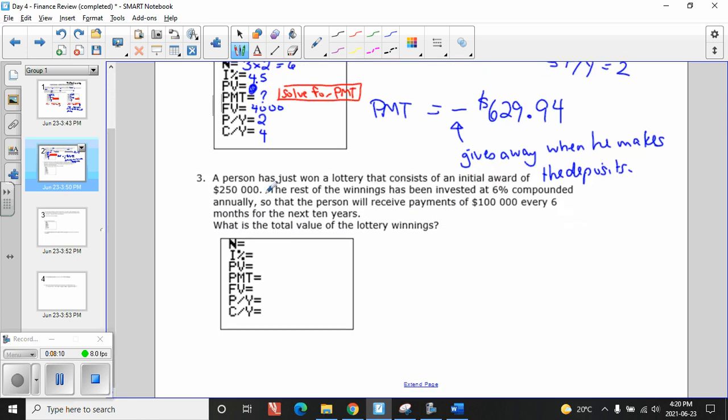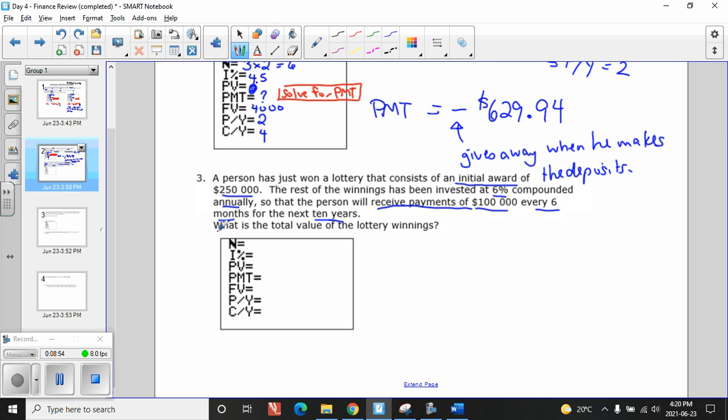Next one is a lottery. So a person has just won a lottery that consists of an initial award of 250,000. And the rest of their winnings, so they win more than that, the rest of the winnings are invested in an account with all of these details. 6% interest, compounded annually, and they're going to be able to withdraw $100,000, receiving payments of $100,000 every 6 months for 10 years. What is the total value of their lottery winning?